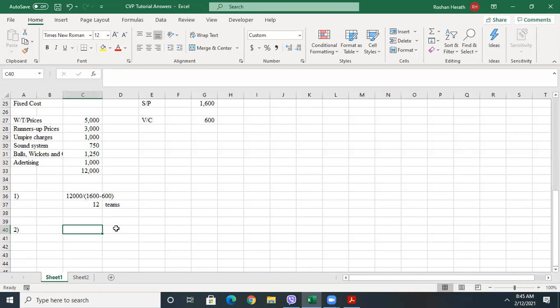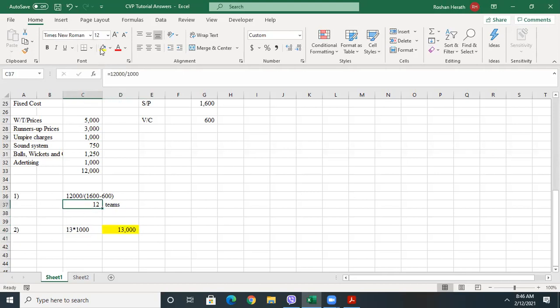So if it is 25 units, our break even occurs at 12 units. Hence there are 13 units. Sorry, 13 teams. If that is multiplied by the contribution, that is your profit. 13 into 1,000, this is it. So your profit has to be 13,000.